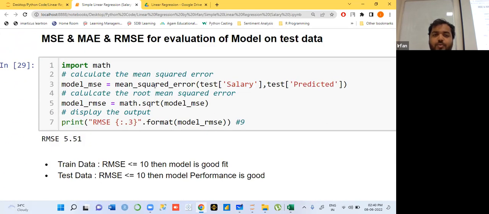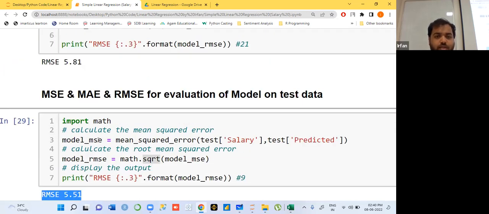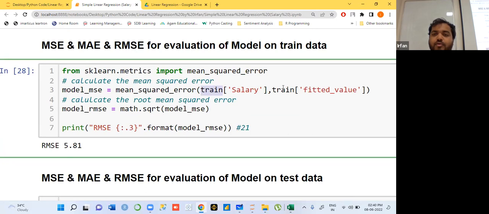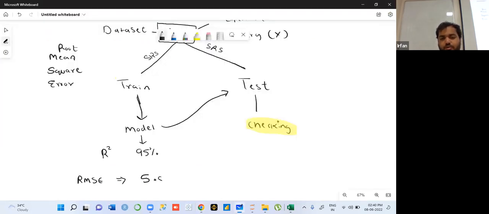See, I want to compute mean square error for the data called salary and predicted. It is named for test. I get the answer, the model MSE. Then I take the square root. What is the value? So your test RMSE is 5.5. Same formula I have written for train, I just changed it to train. What is the RMSE? So how much error do I have? 5.81. Here I have 5.5.